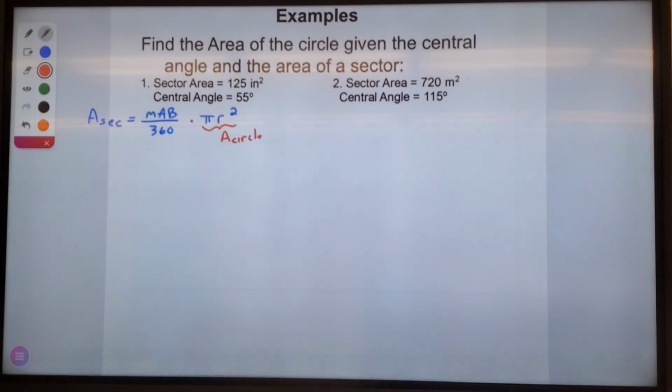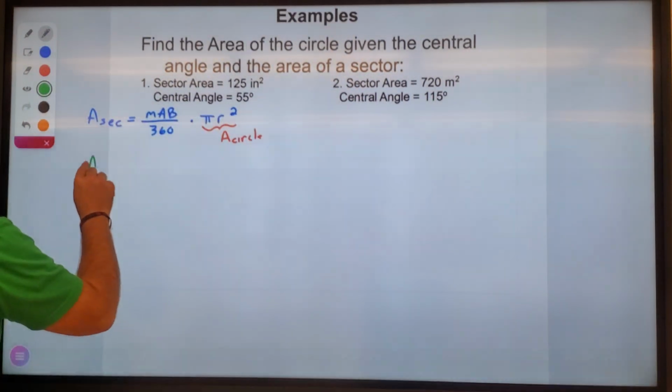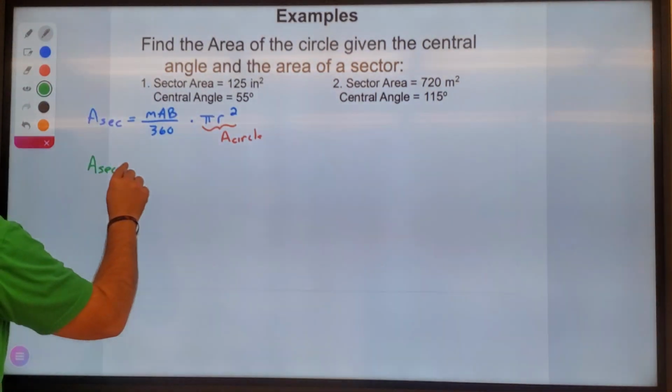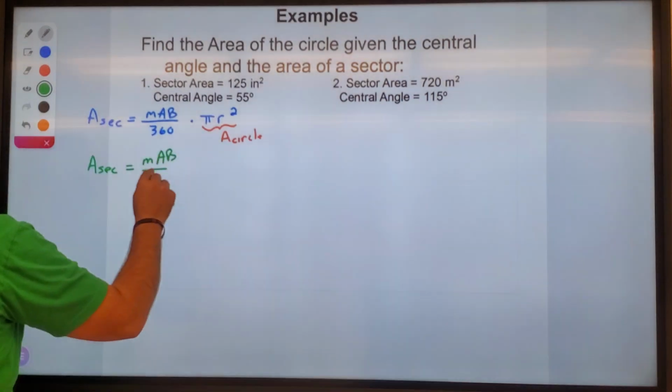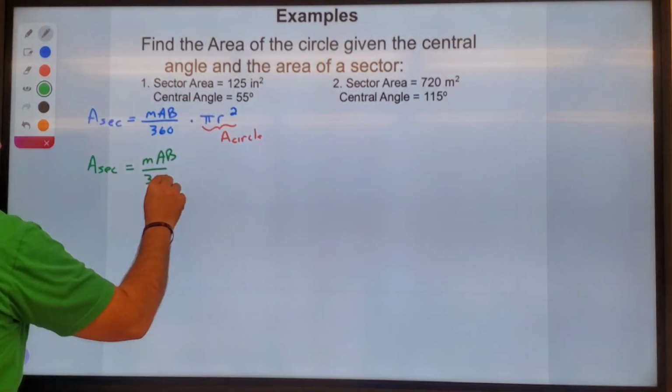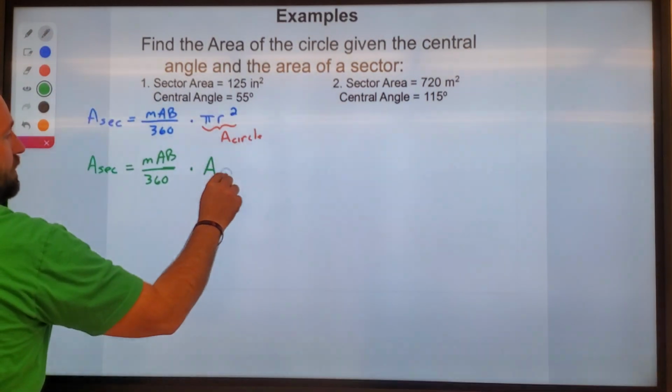So if I'm finding the area of the circle, why would I plug in, find the radius, and then plug back into the area to find the area? Okay, so I'm going to replace this and just write area of a sector is equal to the measure of AB, or again the central angle, divided by 360 times the area, and I'm going to write circle.